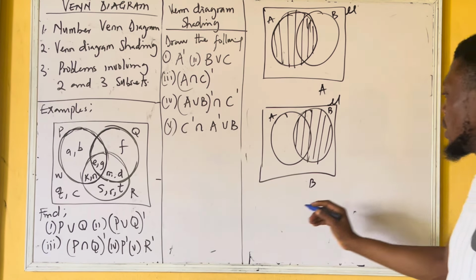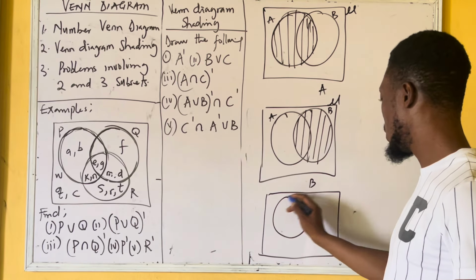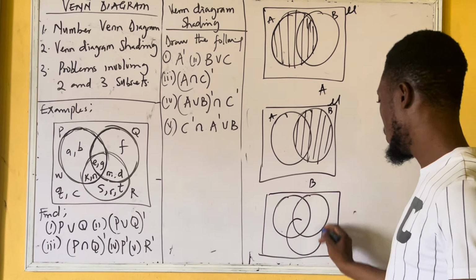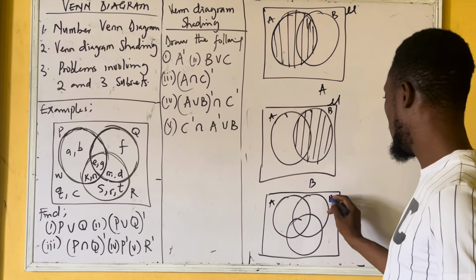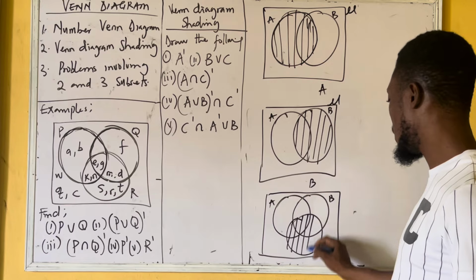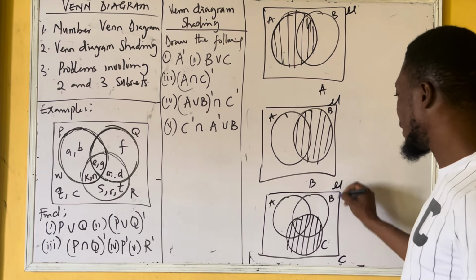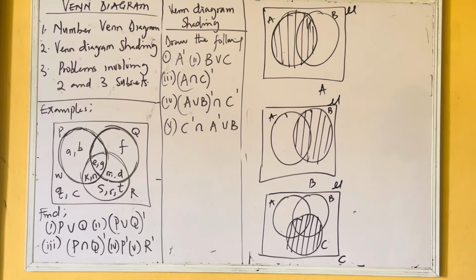If it's 3 subsets, then I'm going to have this. I'm going to draw 3 circles if it's 3 subsets. So I have A, B, and C. So if I shade C, the circle C, then that means this one I've drawn is C, because I shade only the C circle.